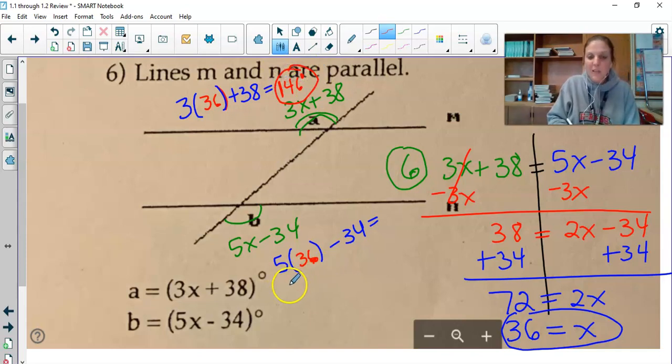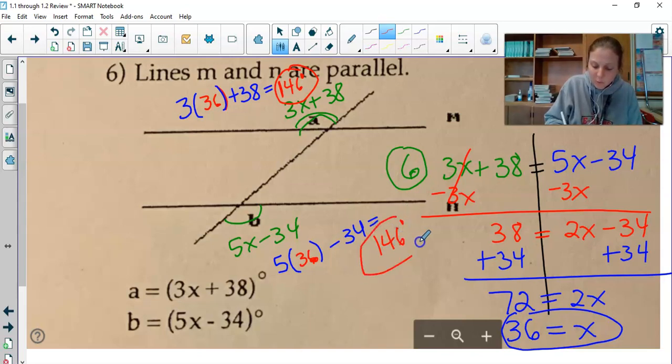I did the same thing here, 5 times 36 minus 34, and I got 146. If you're looking at these answers and thinking, well, wait, they don't add up to 180, again, they shouldn't. Instead, these answers should be equal, and they are, so you have the correct answer.